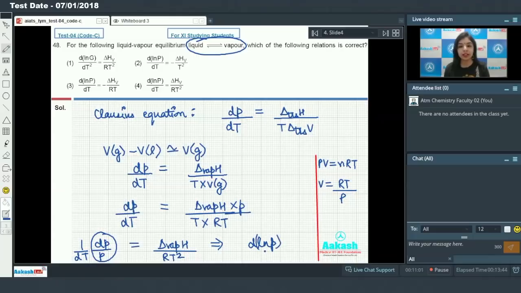अगर हम इसको differentiate करेंगे, तो क्या मिलेगा? dP by P. तो ये हो जाएगा d ln P. अब ये हो जाएगा d ln P by dt is equal to delta H vaporization divided by RT square. Fine. So, ये equation है हमारे पास for the liquid vapor equilibrium. It is known as the Clausius-Clapeyron equation. So, option number 4 will be the correct answer.